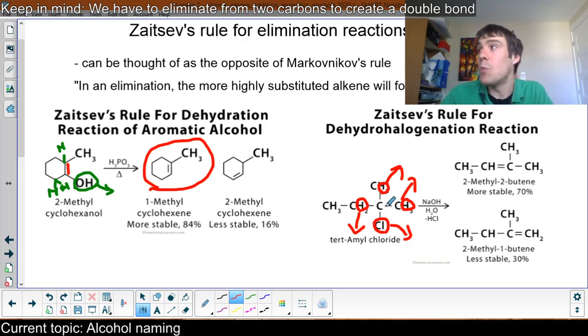And the more substituted one is favored. This one's going to have more carbons to it, or it has fewer hydrogens. And that's where we're going to form our double bond. We're going to form our double bond there. That's the double bond we're going to choose.